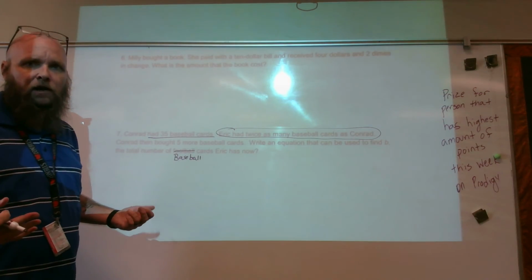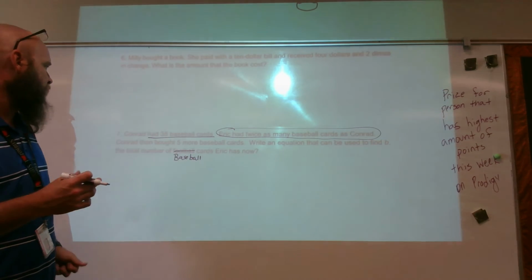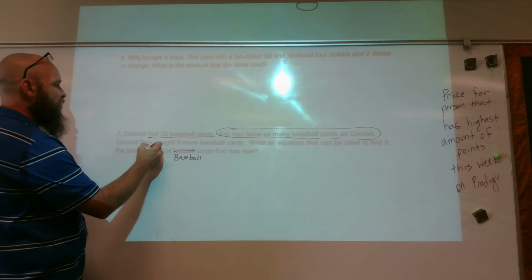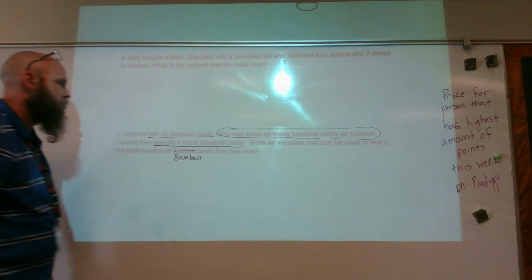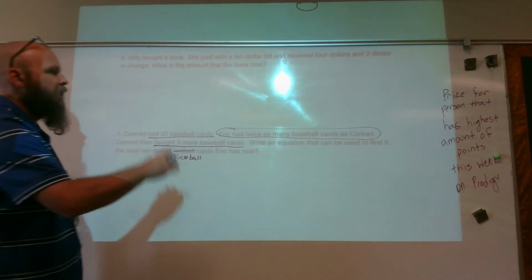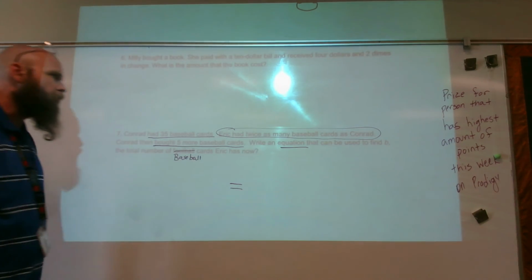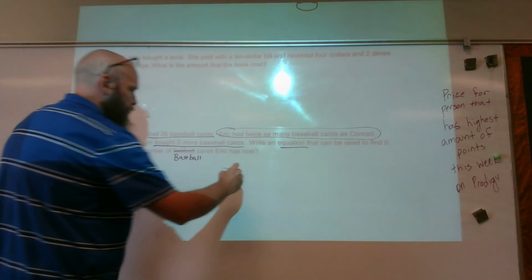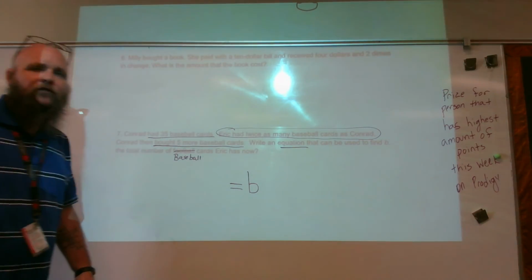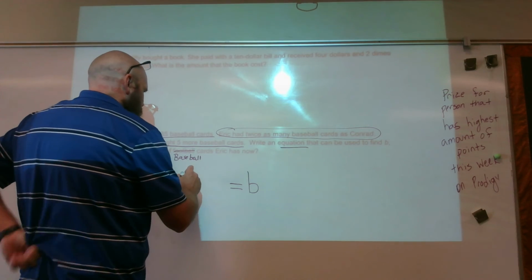So how would I figure out how much Eric has? Well, first, I would have to multiply what Conrad had by 2. That's how you find twice as many. Then Conrad bought 5 more baseball cards. Write an equation. An equation is like a number sentence that has an equal sign. That can be used to find B. Again, another one that we don't have to solve. The total number of baseball cards Eric now has.